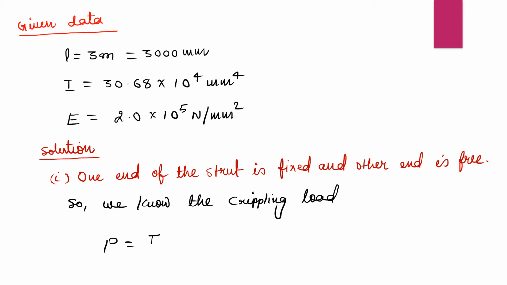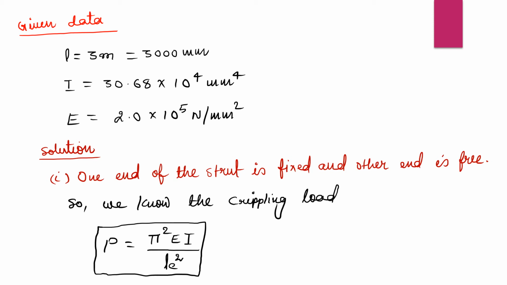Pi square E into I divided by LE square. This is our formula to find crippling load. P is equal to pi square E I divided by LE square, where E is Young's modulus, I is moment of inertia, and LE is effective length. But as we know, only length is given. Length is given 3 meter, that means 3000 millimeter. But effective length is not given.